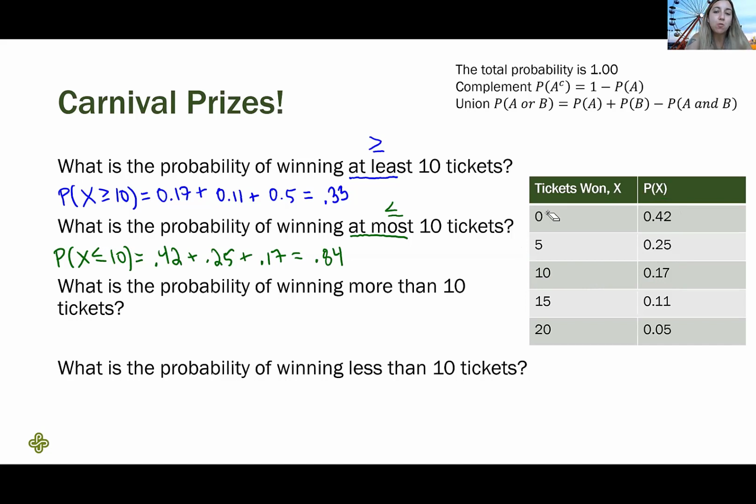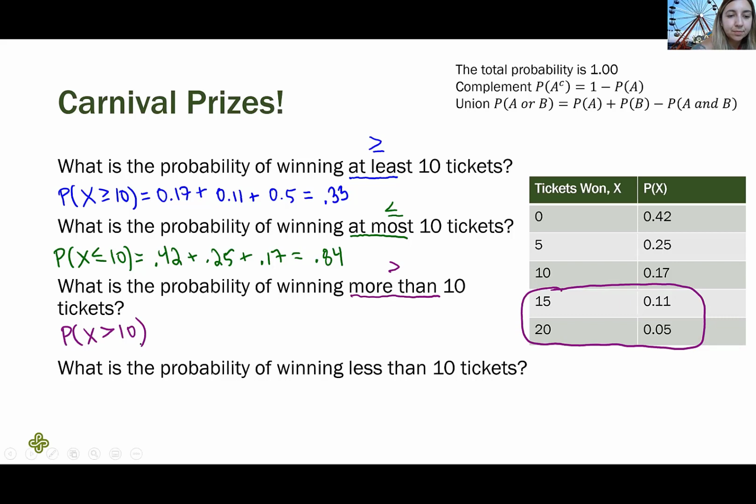What is the probability of winning more than 10? So 10 wouldn't be good enough. It needs to be more. Okay, our mathematical relation for that would be greater than. So just the carrot facing to the left. I always imagine the carrot is going to eat the bigger thing. So the probability X is more than 10 would only be the probability that there's 15 tickets or you win 20 tickets.